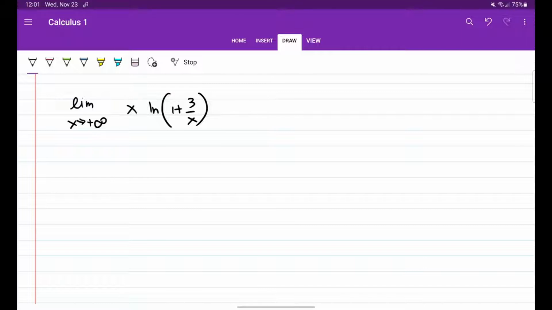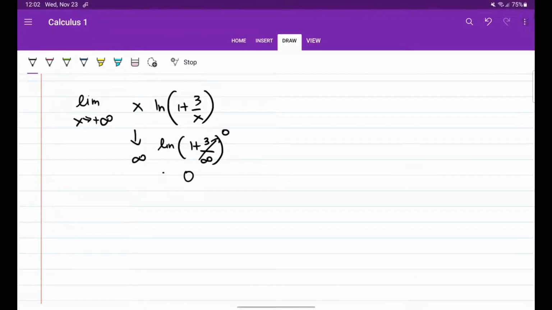Okay, so welcome to Quick Calculus, and in this video, we have another example for the form of 0 times infinity. Okay, so let's try to evaluate the limit. So this will become infinity as the limit of x approaches positive infinity, and then ito magiging ln ng 1 plus 3 over infinity. Tama? And alam natin na anything over infinity will approach 0. So this will become ln of 1, which is approaching 0. So we have here infinity times 0. So we can apply L'Hopital's rule form of 0 times infinity.